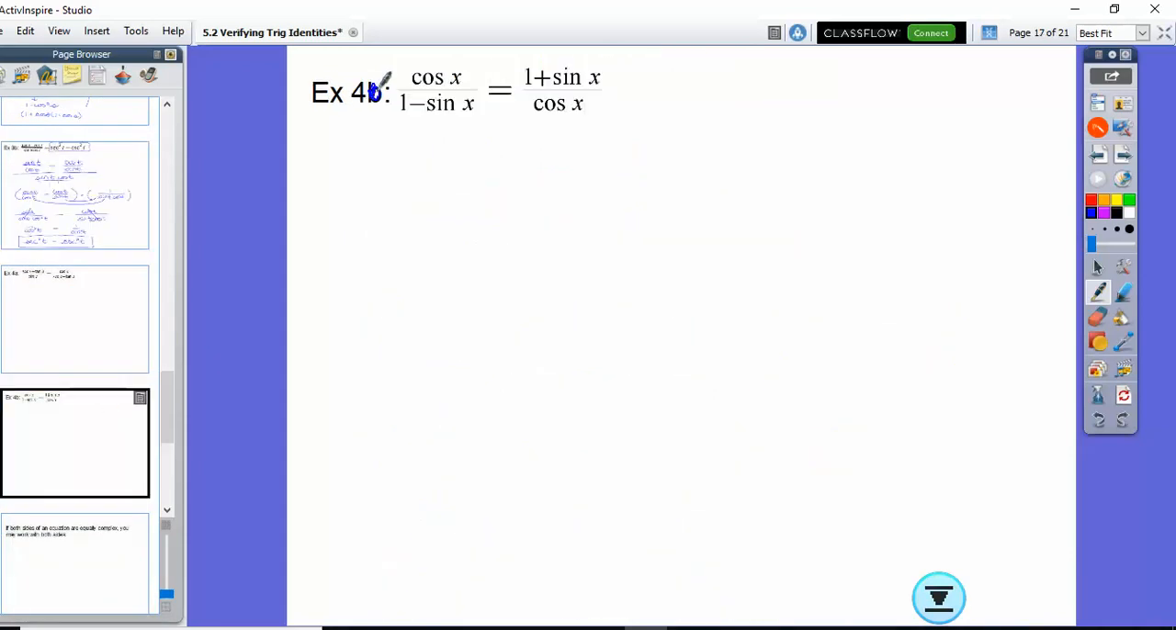I'm going to do this one. So we have cosine x over 1 minus sine x equals 1 plus sine x over cosine.